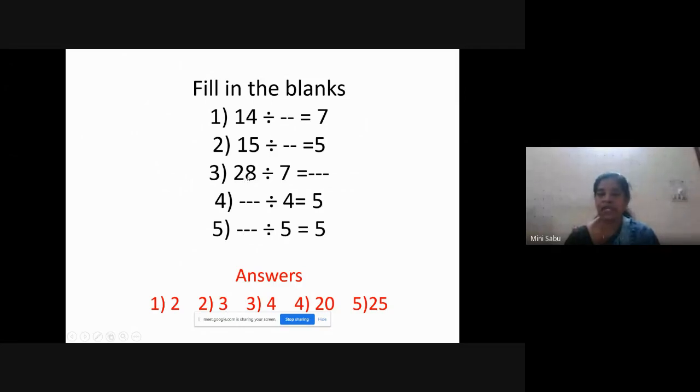Next is 28 divided by 7. A direct question. Here you have to say the table of 7 till you get 28. You know the table of 7. 7 2s are 14. 7 3s are 21. 7 4s are 28. So what is the answer? Answer is 4.